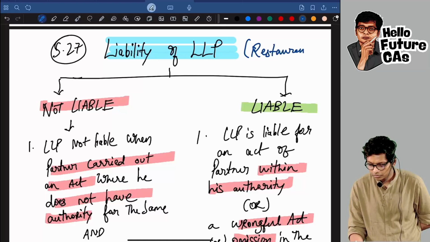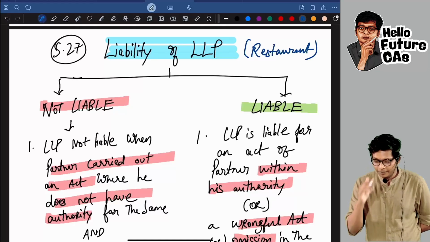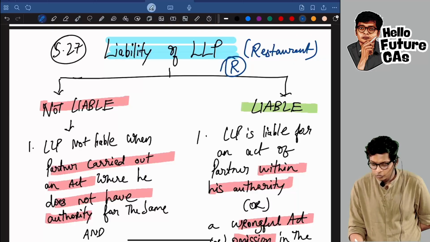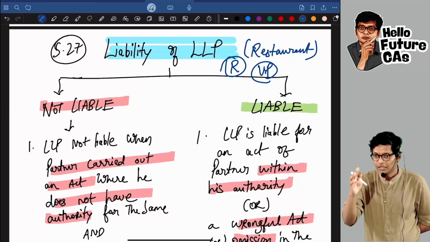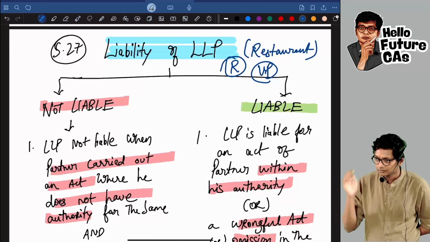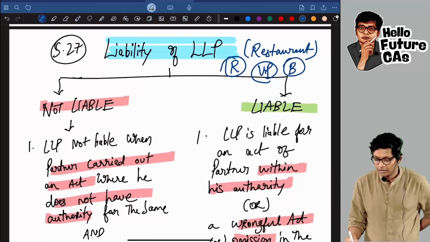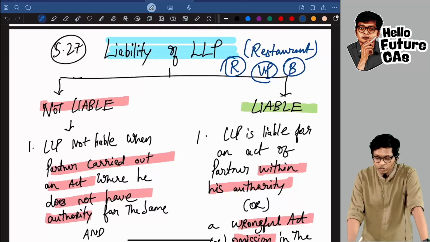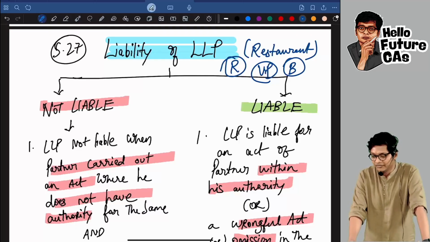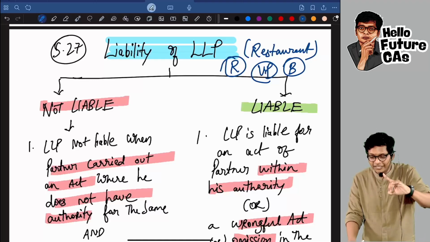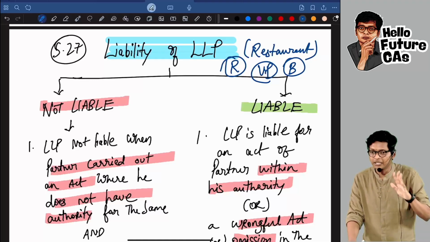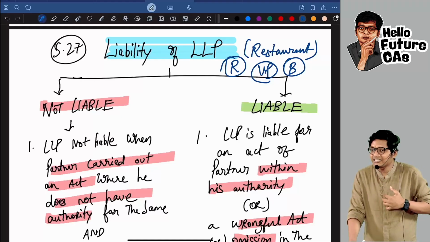Restaurant. Okay. Where there are three partners. We have Rukmini, we have Vishnupriya, and we will take Bharata. These are three partners, guys. We have a restaurant. Example easy to understand. Who are the three partners of that? Rukmini, Vishnupriya and Bharat. Clear instruction is given.